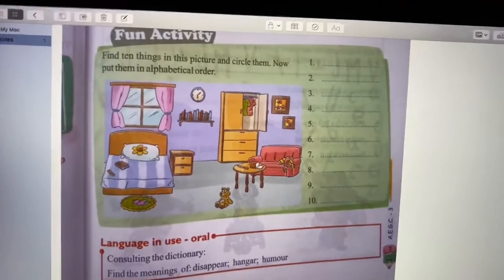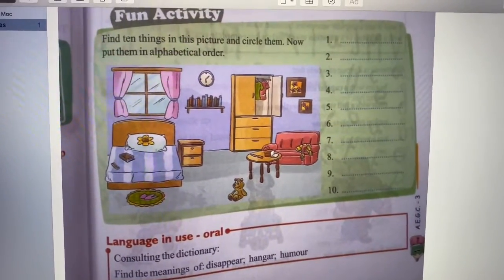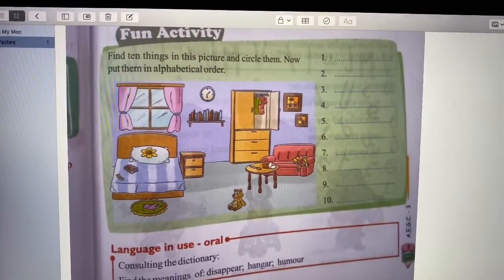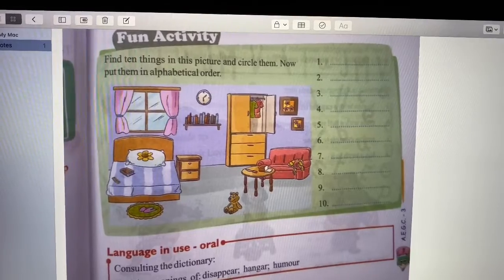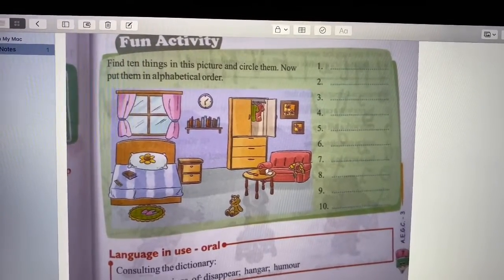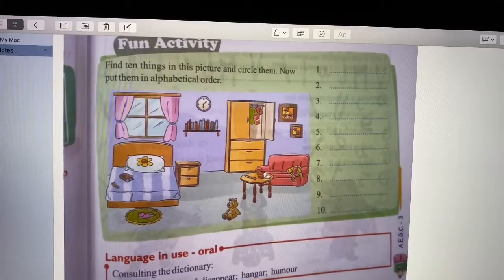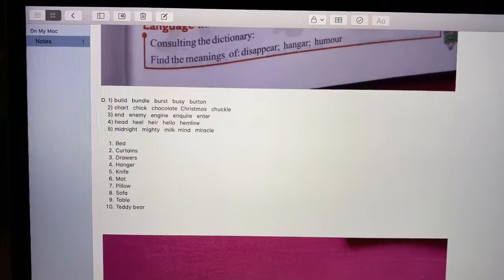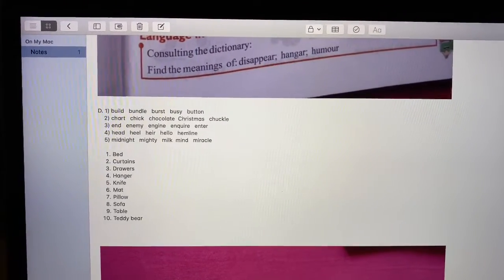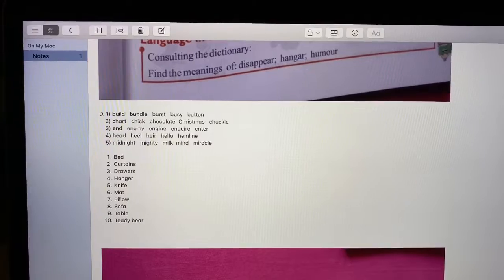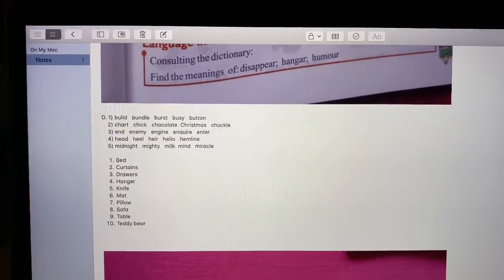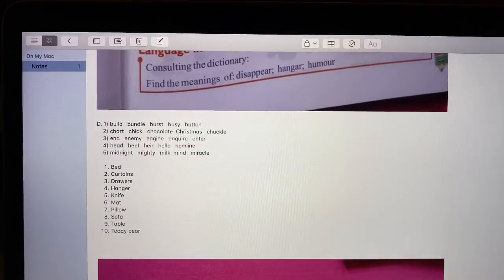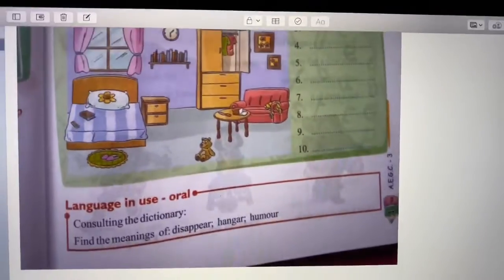So I can see in the picture there are curtains, there are books, there's a pillow, there's a mattress, there are slippers, there's a sofa, there's a table, there's a book. There's a bread over there, there's a knife, there's a teddy bear, and there's a hanger as well. Once you put this in alphabetic order, it's supposed to be like this. So bed, curtains, drawers, hanger, then after that is the knife, then after that the mat, pillow, sofa, table, and the teddy bear. So this is what they mean by putting it in alphabetic order by looking at the picture.